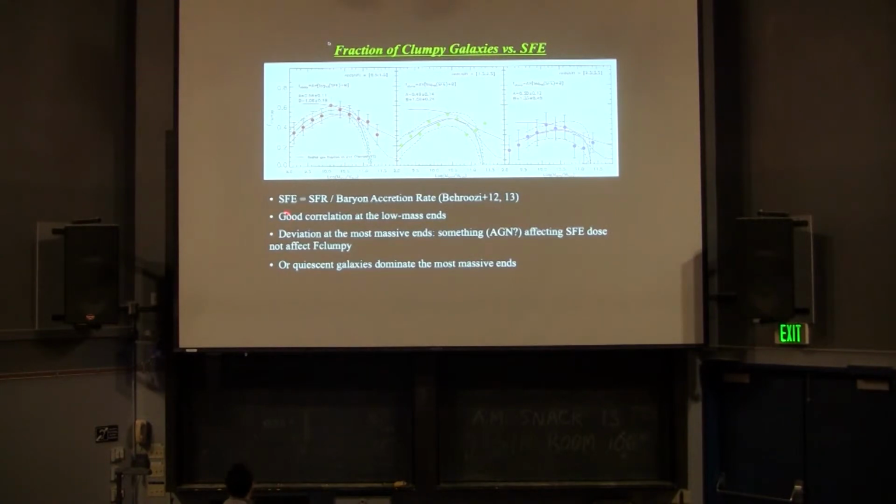So we take the star formation efficiency, which is the star formation rate over the baryon accretion rate, from Peter Bruce's paper, and then we try to compare this star formation efficiency as a function of stellar mass to our clumpy fraction. And it works very well at low mass, at all redshift bins. So that means something that shaped the star formation efficiency also shaped the clumpy fraction at the low mass end.